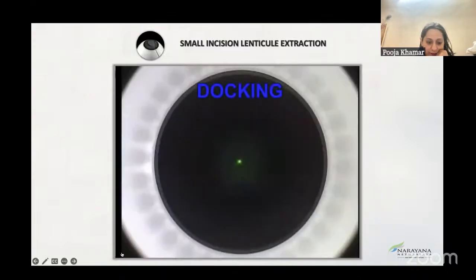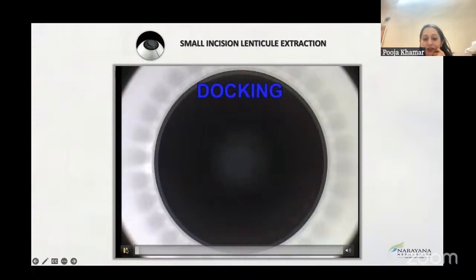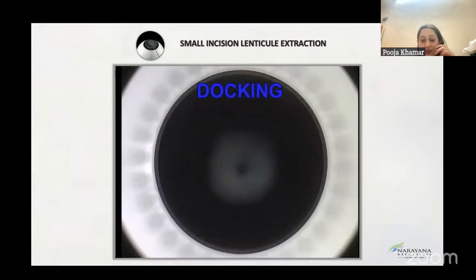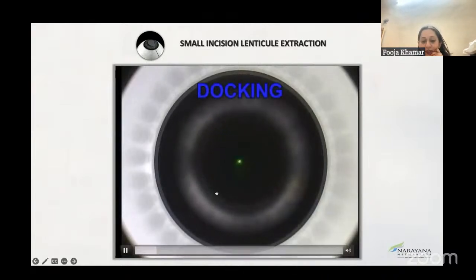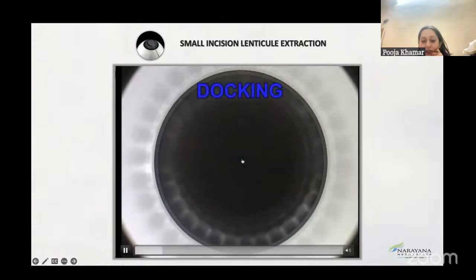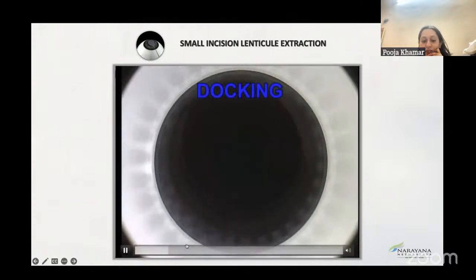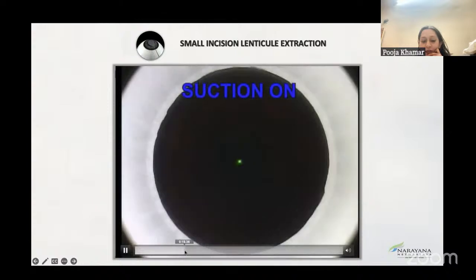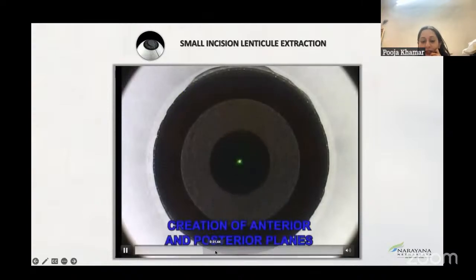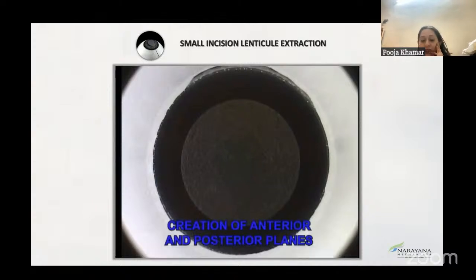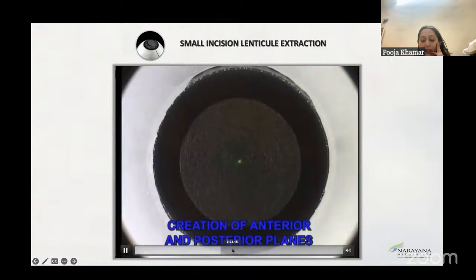Now, this is how the SMILE works. You have other technologies also, but this is how you dock the patient. You can see the green light helping you to center the laser ablation on the pupil, and then you deliver the laser. First, it creates the posterior cut, and then it creates the anterior cut. It takes around 20 to 25 seconds. Now with the 800, it's reduced to 8 to 10 seconds, so the cooperation of the patient is much better with the 800. And the laser is fired in a similar way.